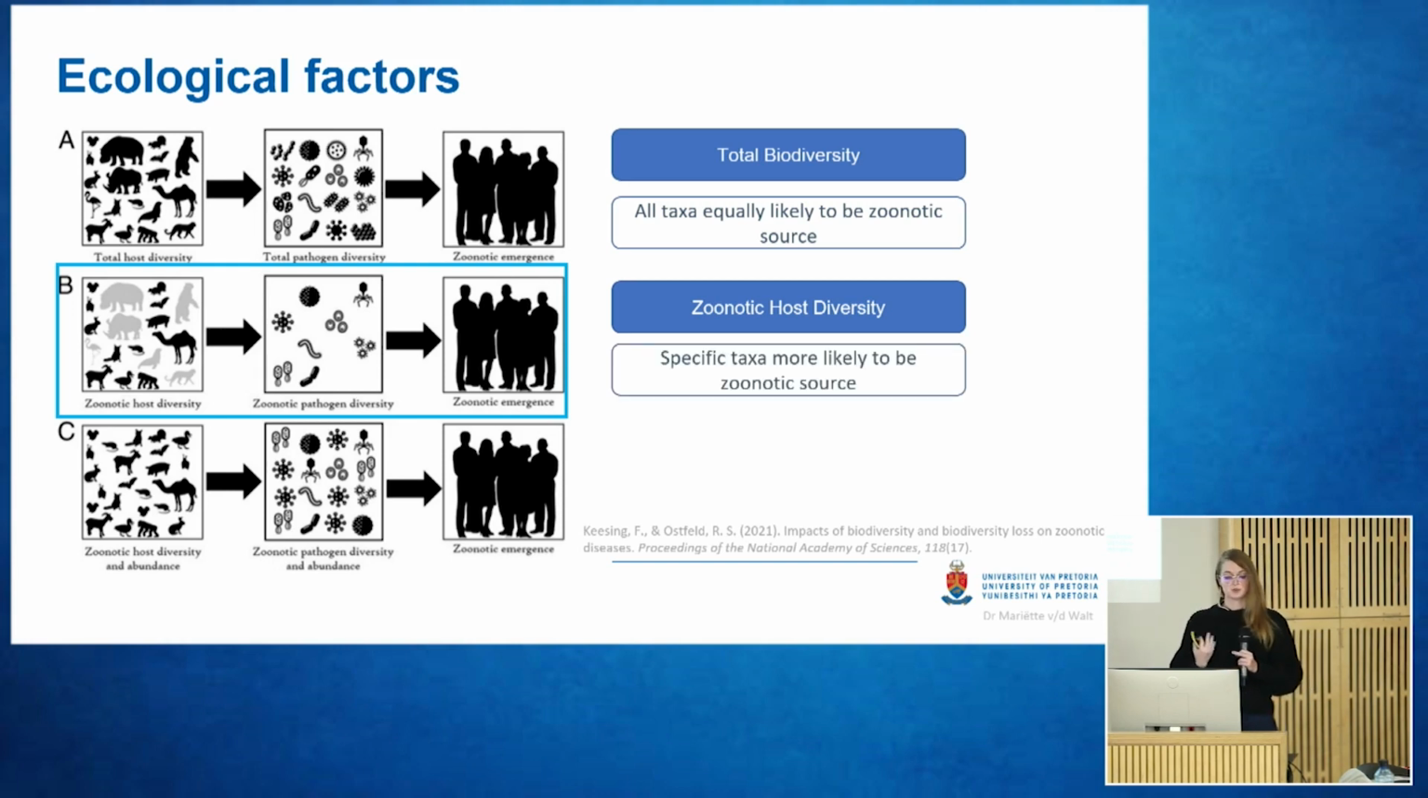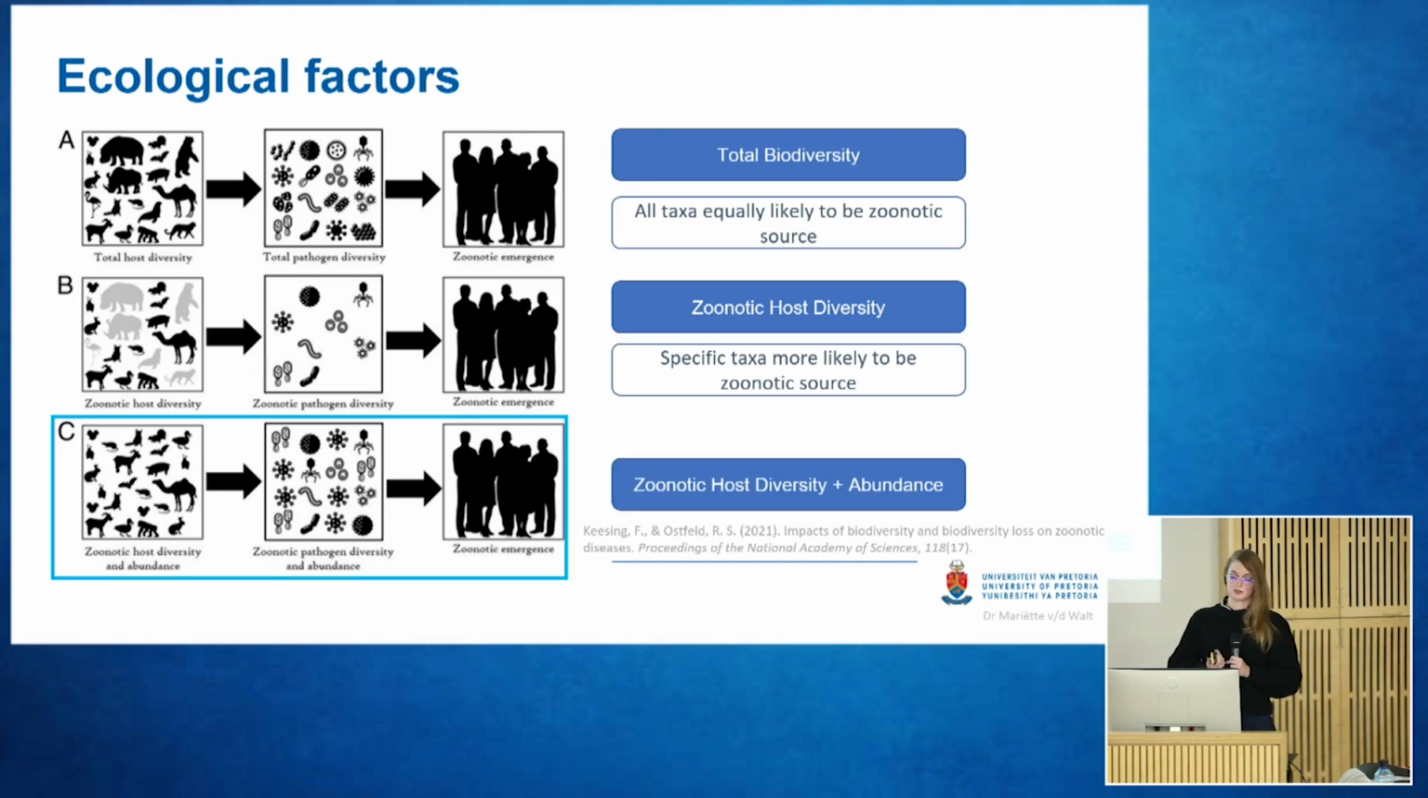And that helps you to create a more focused surveillance program. And then the model that we mostly use is the zoonotic host diversity and abundance model. So we know that specific species within the greater biodiversity are likely sources of zoonotic pathogens, and both their diversity and abundance can affect their ability to be transmission hosts. And of course, we're focused on bats.